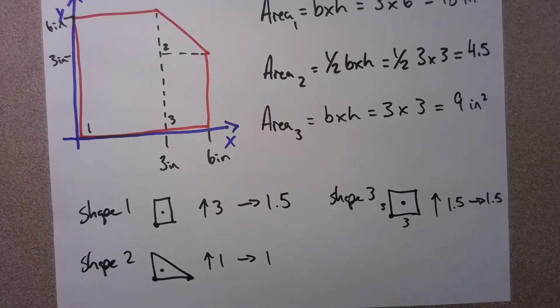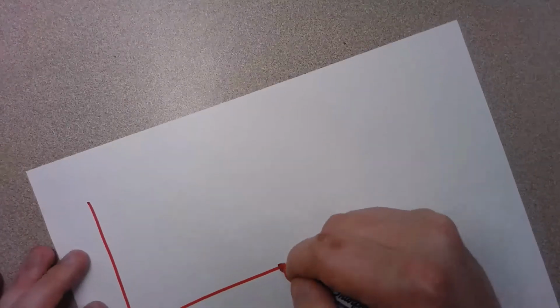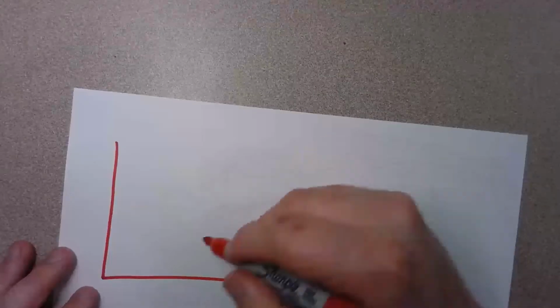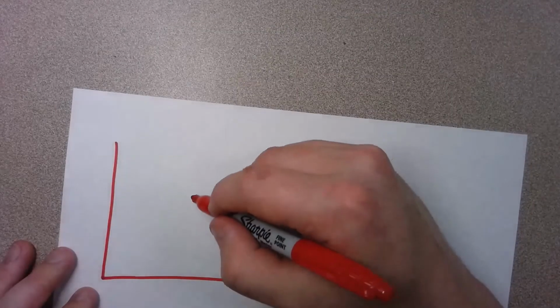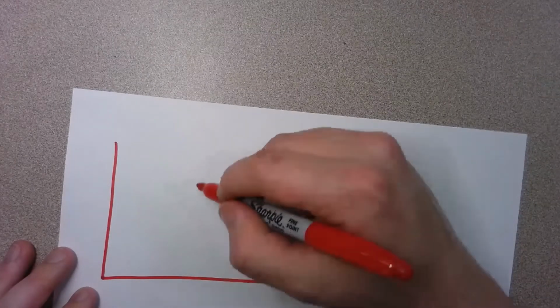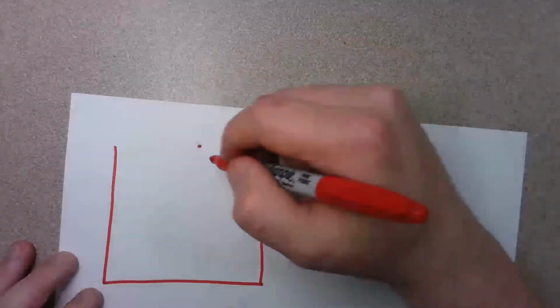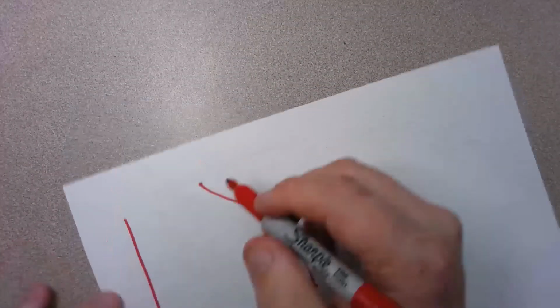Step 5, I'm going to redraw my Superman shape so I've got a little bit of room, because for step 5, we're going to determine the distance from each shape's centroid to the reference axis. So we're going to draw the shape again, maybe more to scale this time. Maybe not, who knows.